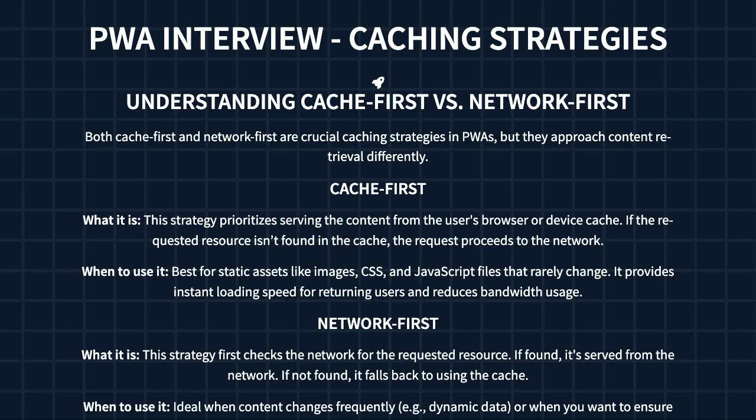Now, network first is a bit different. It first checks the network to see if it can get the resource. If it can, awesome. But if not, it uses what's already cached locally. This is really useful when you have content that updates frequently, like user data, so everyone always gets the latest version, even if they're offline.